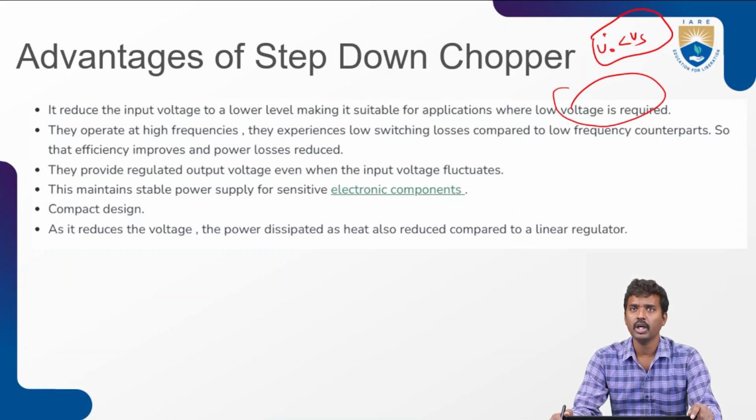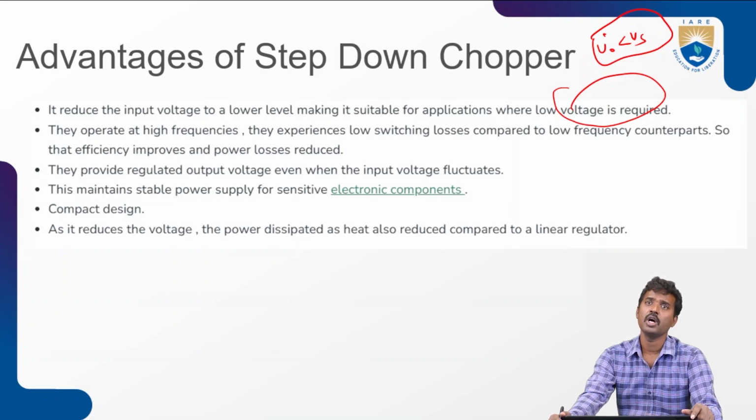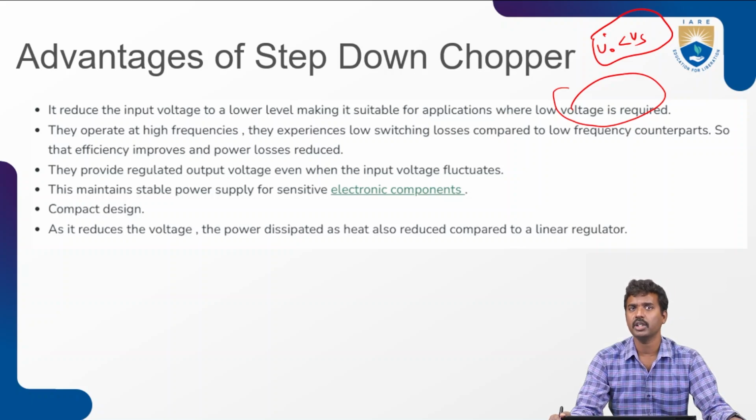So now it operates at high frequency, which means low switching losses as compared to the low frequency counterparts, so that the efficiency improves and power losses reduce. Here, switching losses reduce means power losses reduce. Power losses reduce means efficiency will increase.